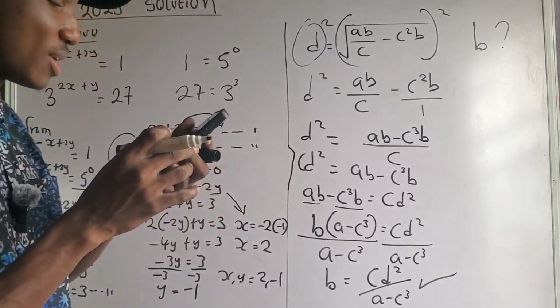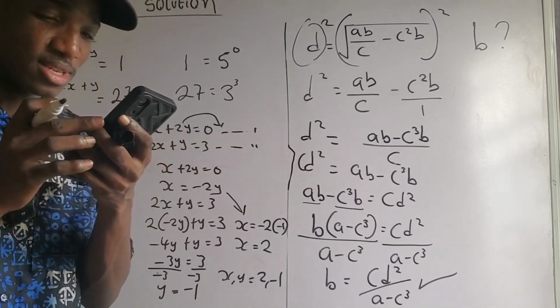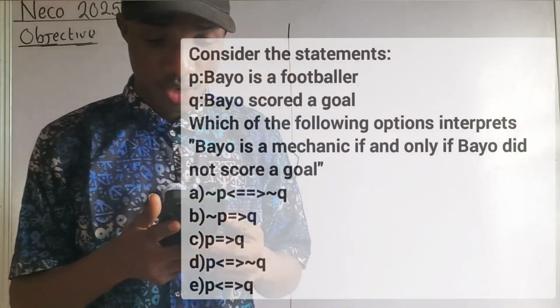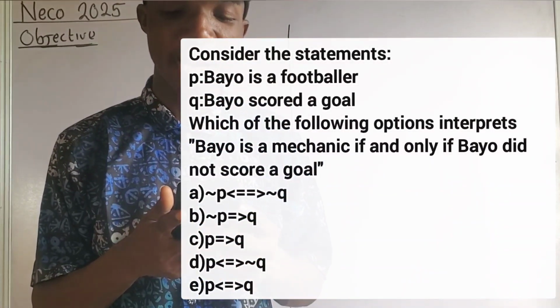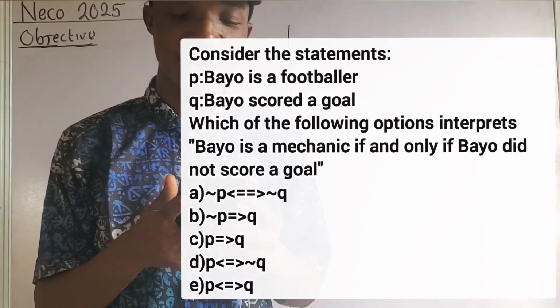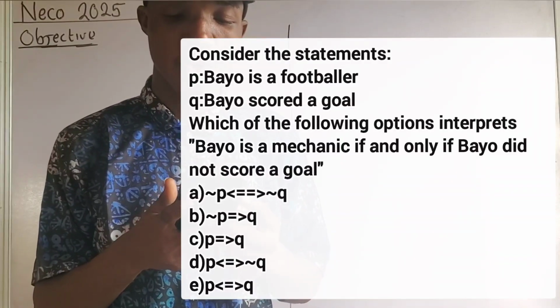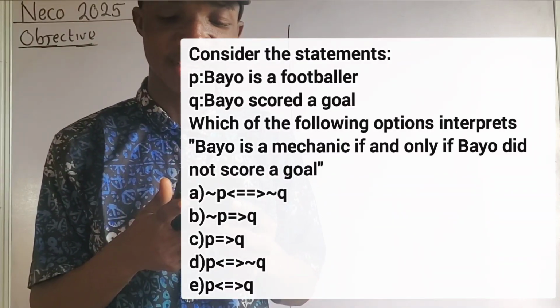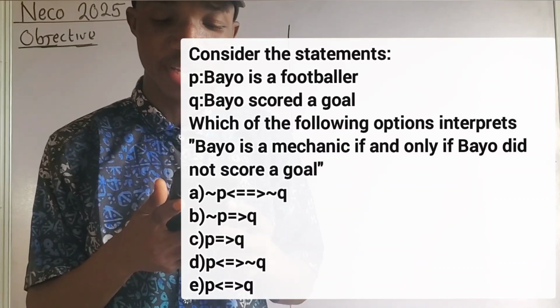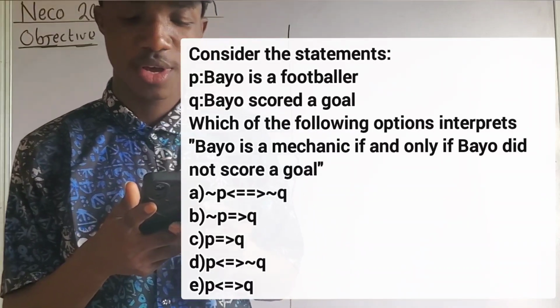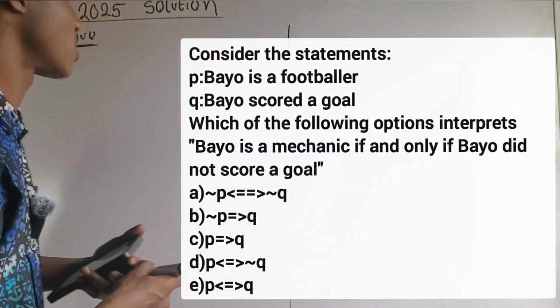Okay, so we are done with that question. Let's look at the next question. Consider the statement. P represents Bayo is a footballer. Q represents Bayo scored a goal. Which of the following options interprets Bayo is a mechanic if and only if Bayo did not score a goal? Okay, let me write the options out.